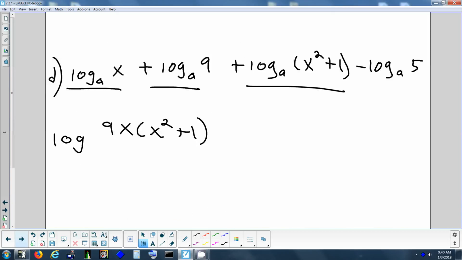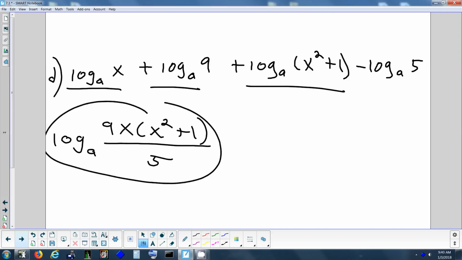We're going to have a log in front. The base is going to stay exactly the same. Now, what about that minus 5 at the end? There's division. There's division by what number? 5. That's it. So we multiplied all the arguments that were added, and we divided the arguments that were subtracted.